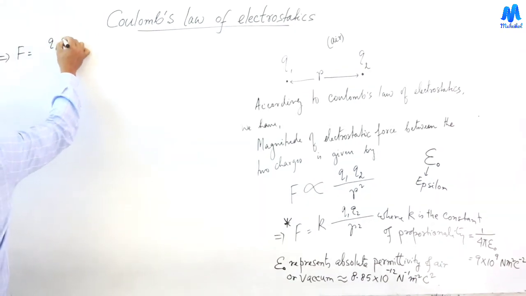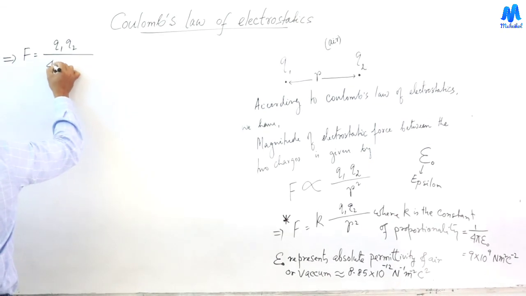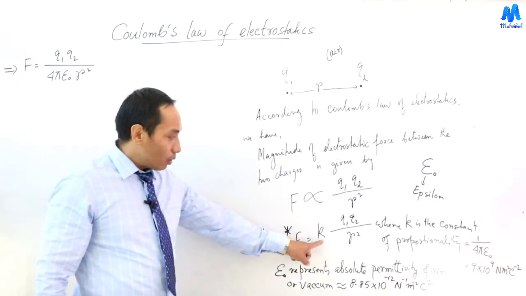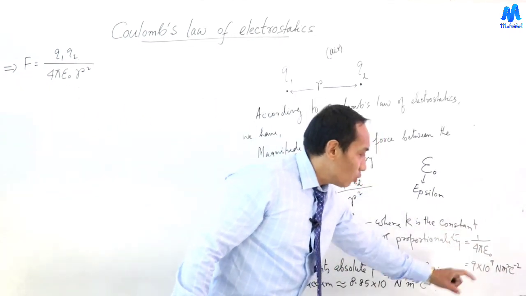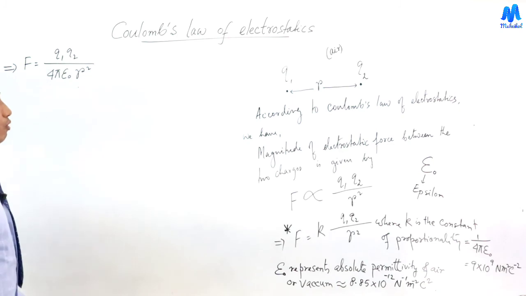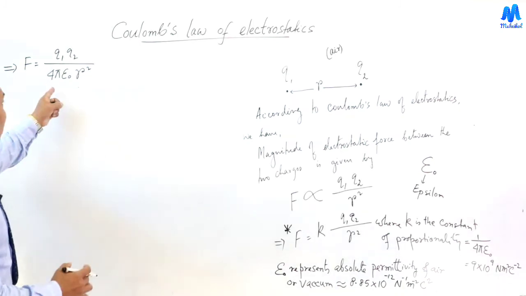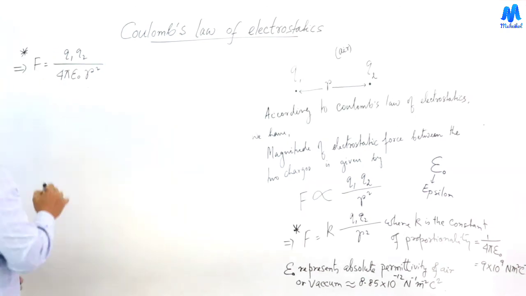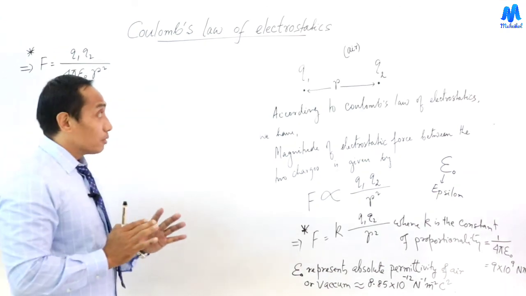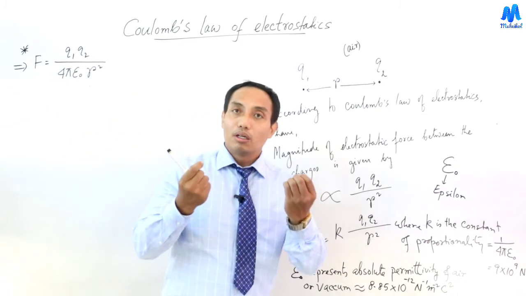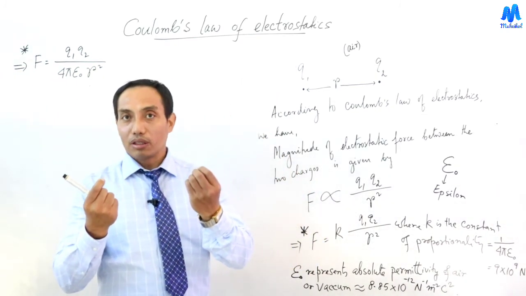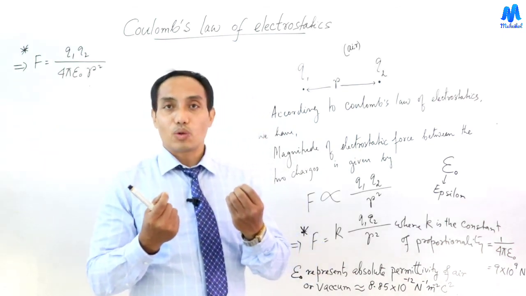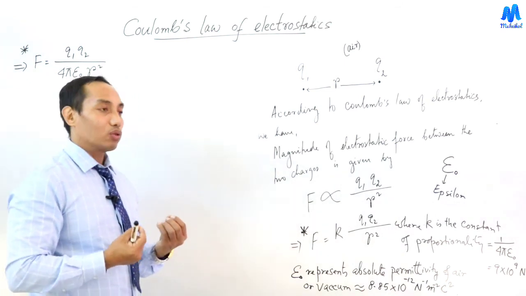q1 q2 divided by 4 pi epsilon naught r square. Here k is 1/4 pi epsilon naught, so in Coulomb's law of electrostatics we may finally write it like this. Next, the force between two point charges, that is the electrostatic force, is a central force, like gravitational force. Then what is meant by central force?